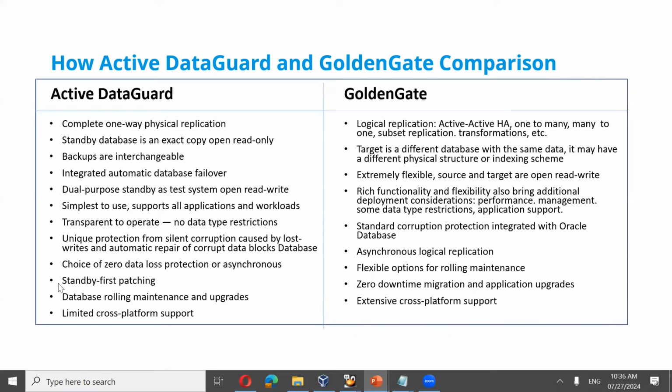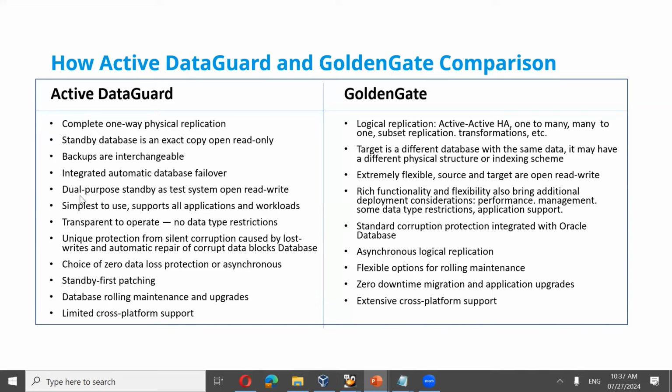In Active Data Guard, if there is any patching, you have to perform standby first patching. But in GoldenGate, you have two different databases. So even if you don't do any patching on either site, GoldenGate will have no issues unless there is any compulsion to do so. Then database rolling maintenance and upgrades. Active Data Guard is transparent to operate and has no data type restrictions because it is one-to-one replication.